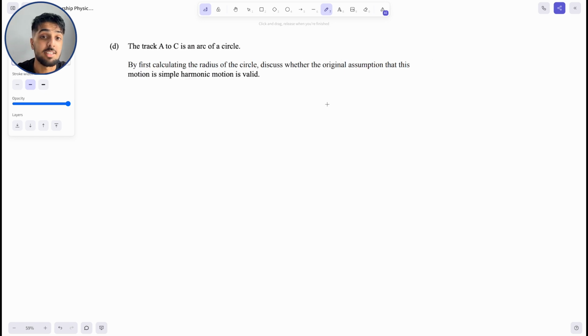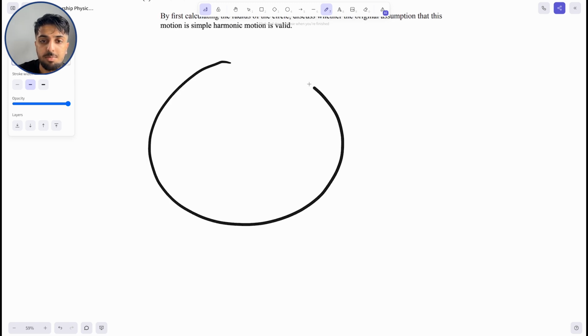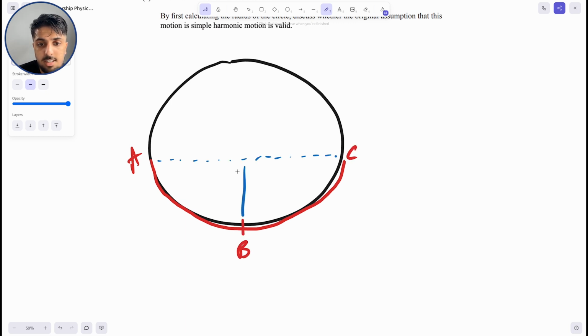The track A to C is an arc of a circle. By first calculating the radius of the circle, discuss whether the original assumption that this motion is simple harmonic motion is valid. Okay, so let's draw this as a circle. And this part in red is going to be our A to C, right? So that's going to be our A, and that's going to be our C. We have our B in the middle, and this is our total height of our arc, right?